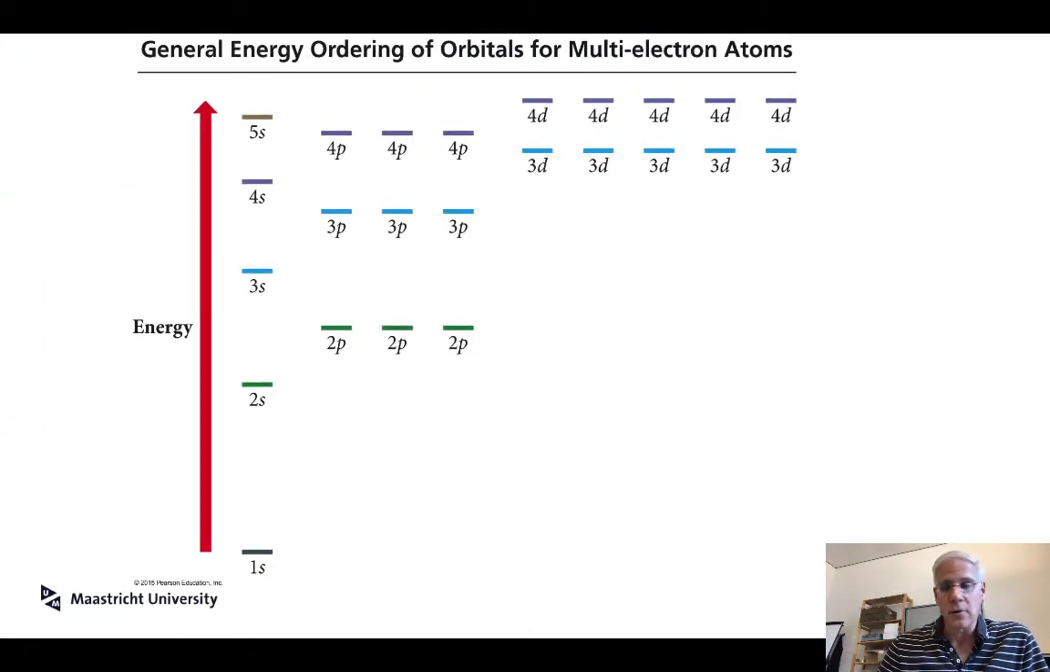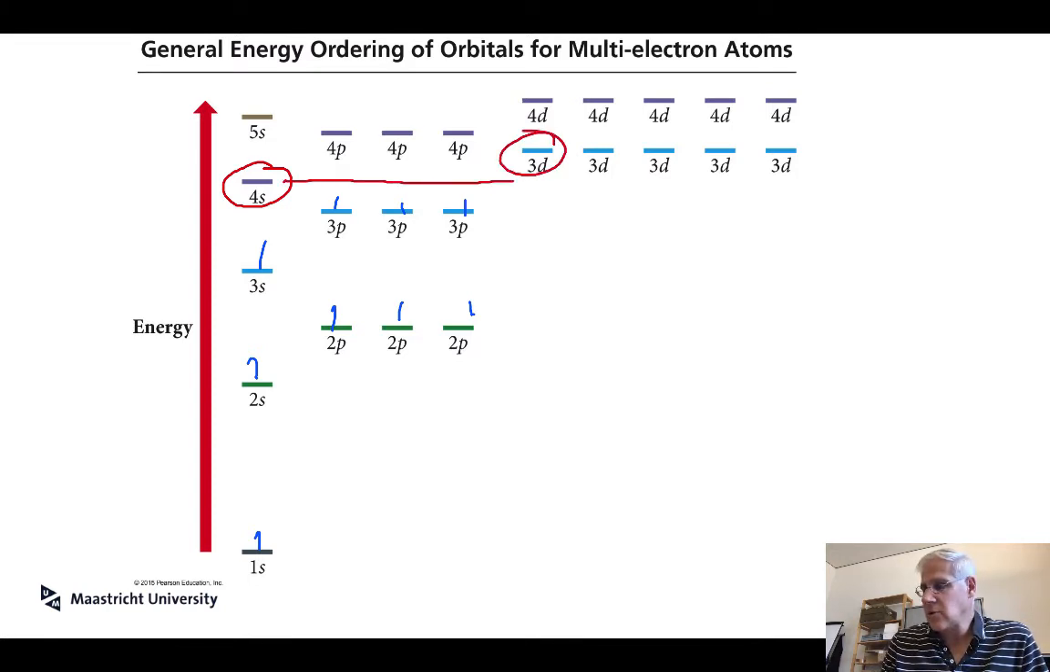Let's see how that goes here. So here's our ordering of orbitals. Electrons start in the 1s, they go to the 2s, 2p, 3s, 3p. That all goes just like we would expect. However, here they begin to go into the 4s before they start going into the 3d. We see that the 4s is slightly lower in energy than the 3d.